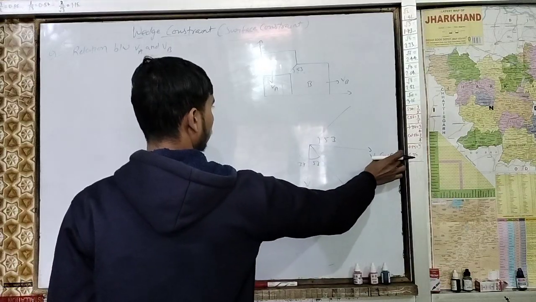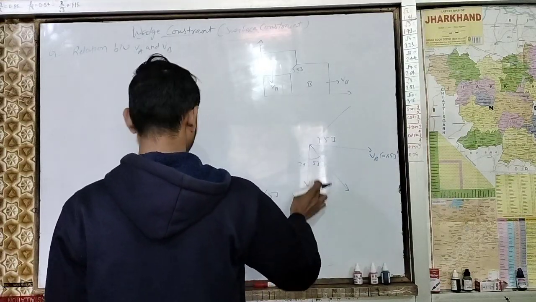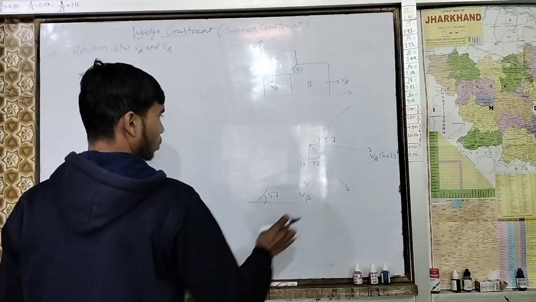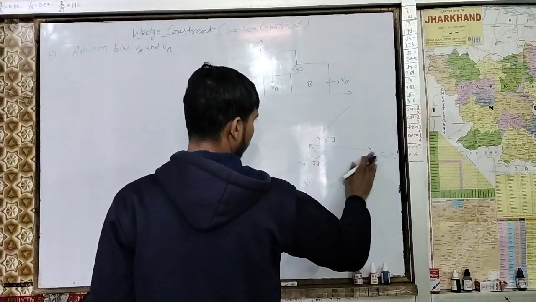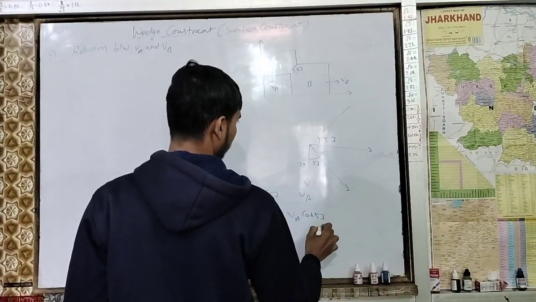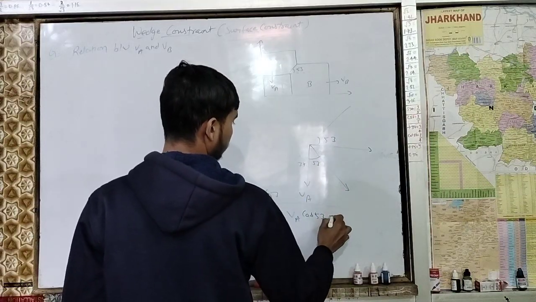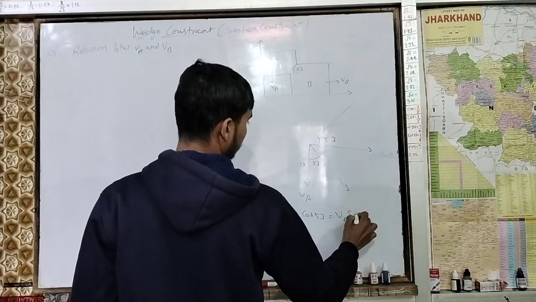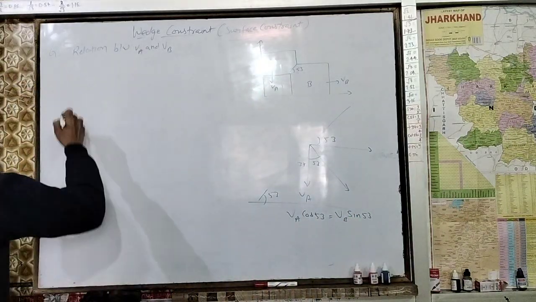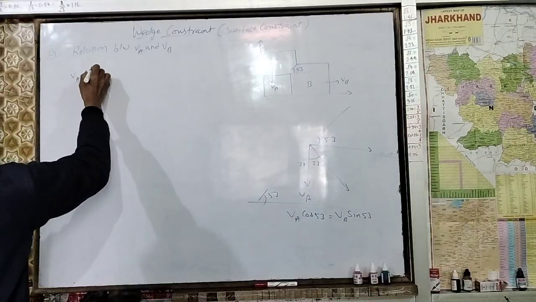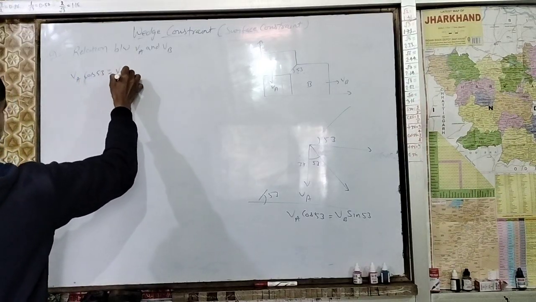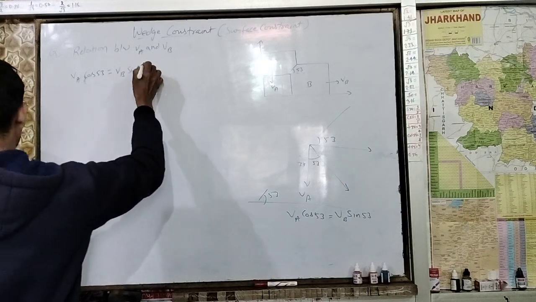According to this data, VA will be VA cos 53 and the second component is VB sin 53. This is the relationship. VA cos 53 is equal to VB sin 53. Clear?